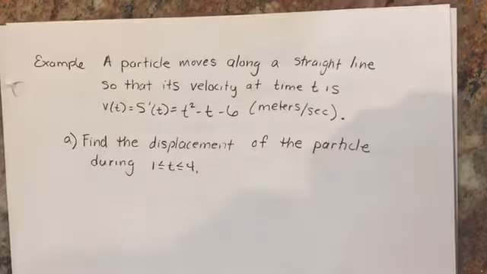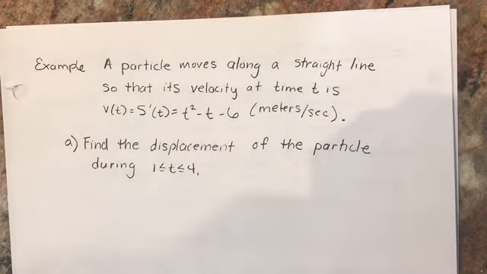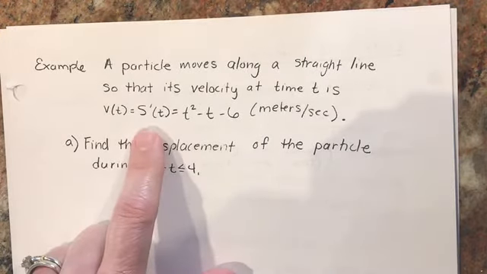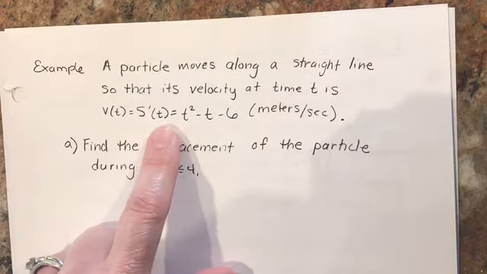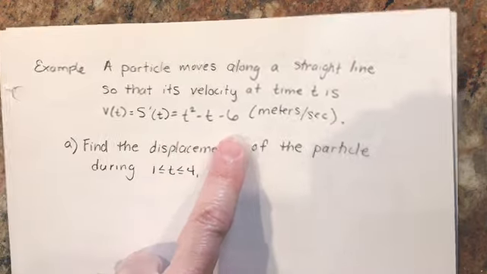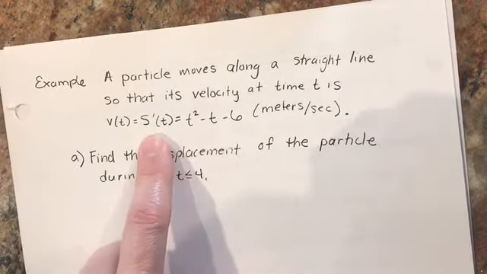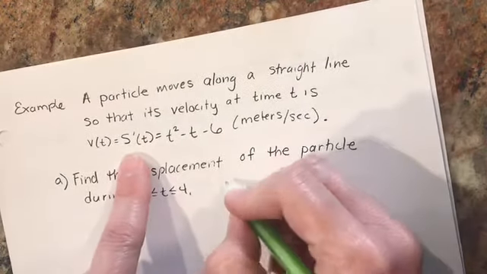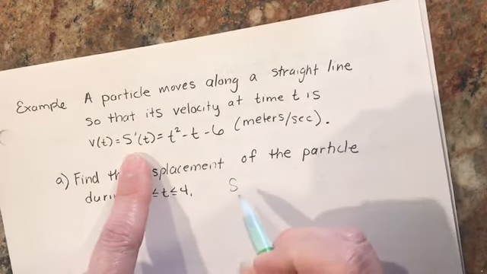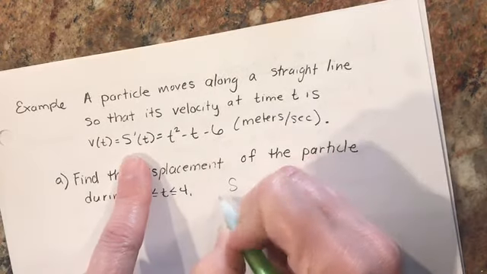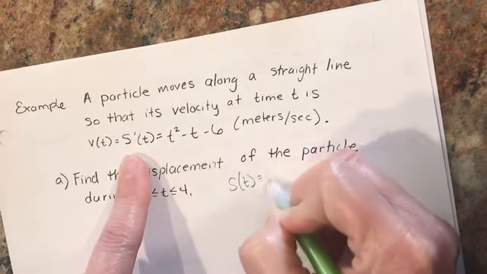If you flip the page over or go to the next page, honestly, it would be page 23. And here we're talking about a particle moving along a straight line. They give us the velocity, s'(t), and that's t squared minus t minus 6. They want us to find the displacement of the particle. So what we're going to do, see how this is s prime? They're using s as the displacement, the letter s. So I'm just going to say s(t) equals displacement.